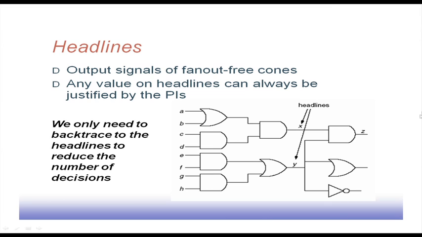So if we are doing fault test pattern generation, for example trying to generate a test pattern for Z, once we come to the points x and y, we know that the rest of the thing can be done easily. So we can reduce the number of backtraces to the headlines only. We do not need to go further.